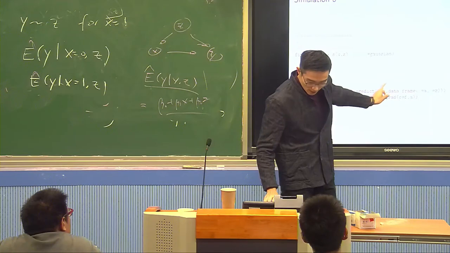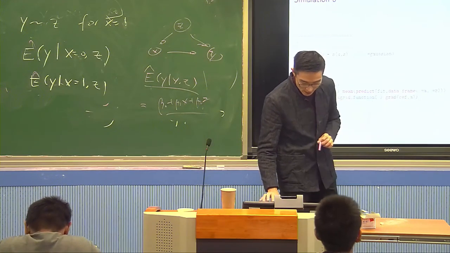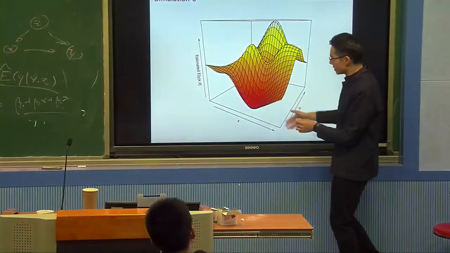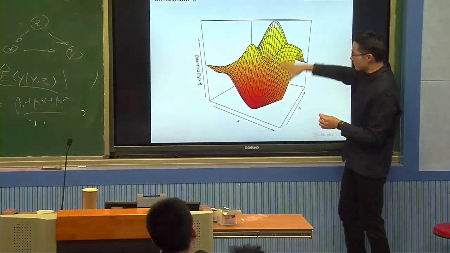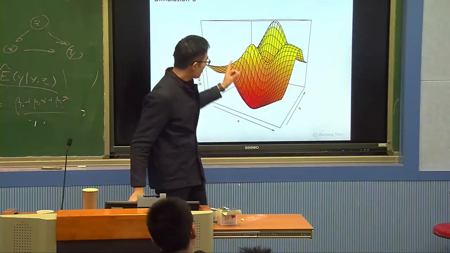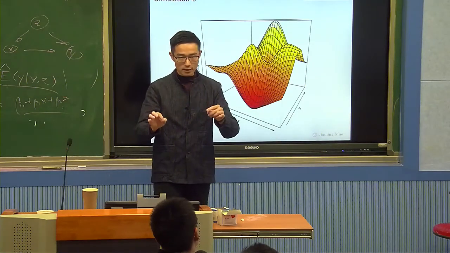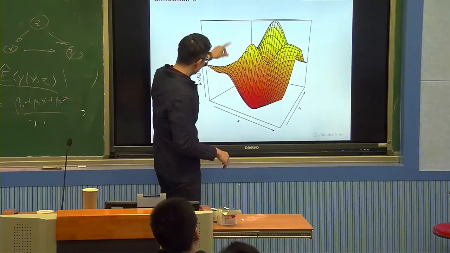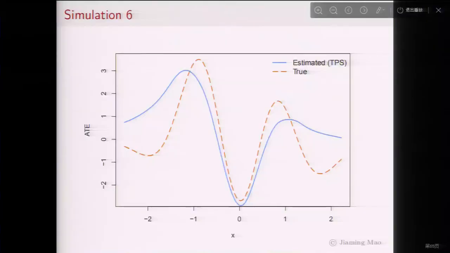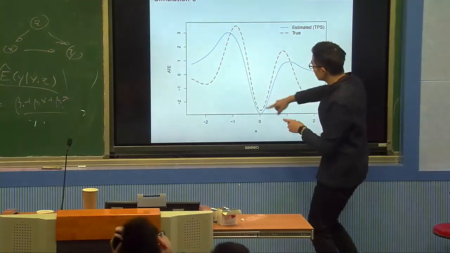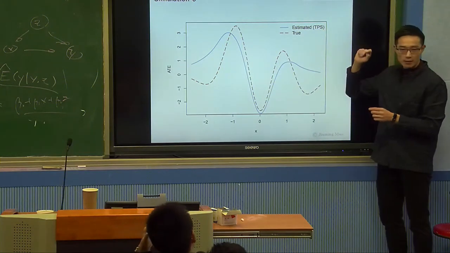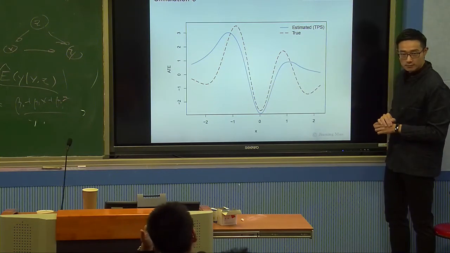You can look at the code yourself. I'm not going to explain exactly every step, but this is the fit, okay? This is the spline fit. Now with x, z, and y, we have this estimated surface of the relation of y as a function of x, z. And from this surface, we can calculate the ATE, which is essentially the derivative of y with respect to x, integrated over z. That's the ATE, okay? So this is the true ATE. This is our estimated ATE by thin plate spline, the TPS.